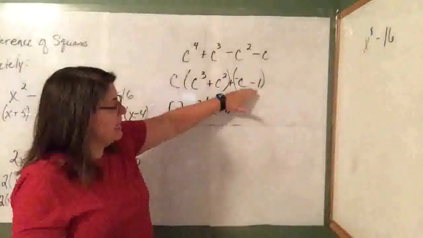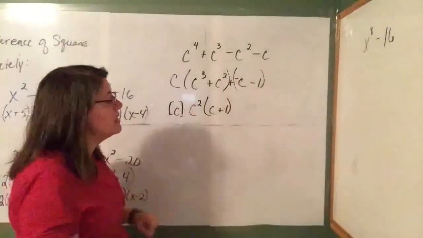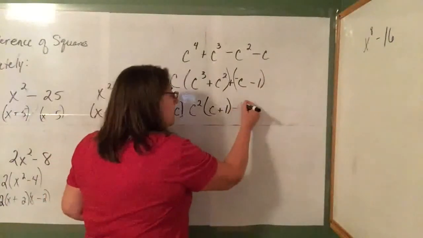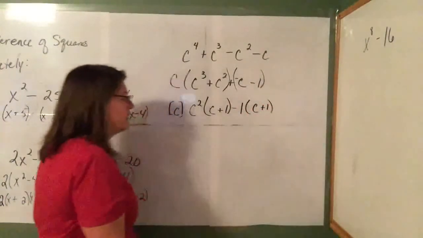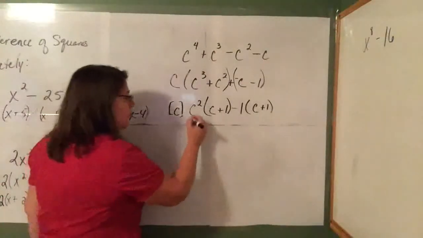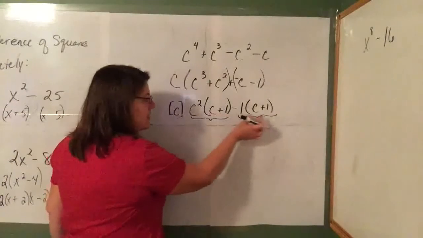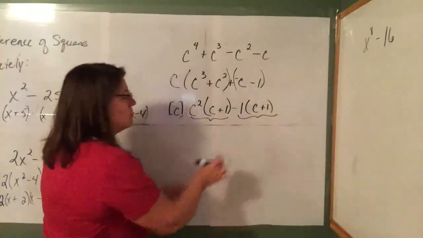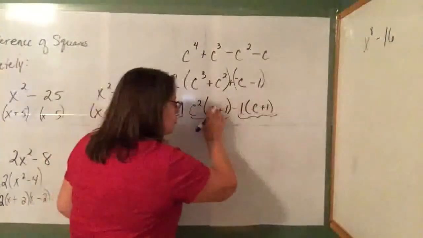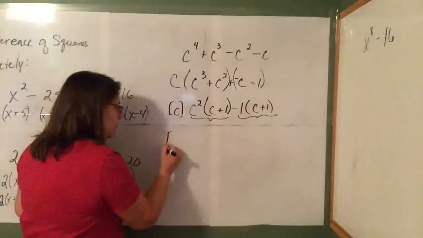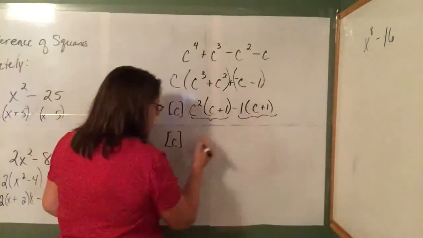I don't see anything else that those two have in common, so my common factor here is just going to be a negative 1. So I'm going to bring out a negative 1 for that one, and I have a C plus 1 left. Now, hopefully you notice from this term and this term, they have a C plus 1 in common. So that's what I'm going to distribute out of these two terms. Now, this C comes down as part of my answer. I'm taking out the C plus 1.